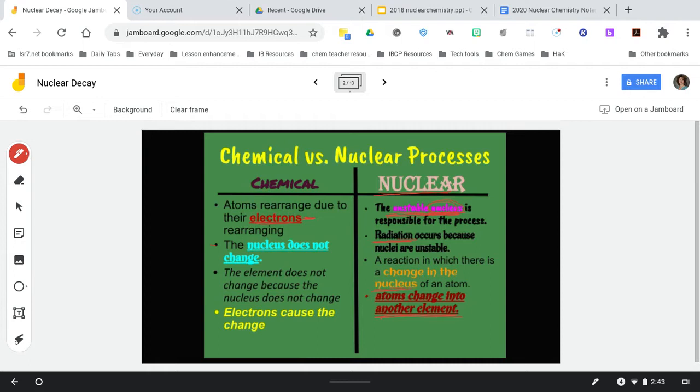So because nuclear processes occur in the nucleus with protons and neutrons, they very frequently result in the formation of a different element. Chemical processes happen with the electrons, and they do not cause a change in the elements. They just change who they are bonded to, or they might change their charge. So those are the differences. Nuclear chemistry is what we're studying now. Chemical processes will be what we study for the remainder of the school year. So let's start looking at why nuclear changes happen.